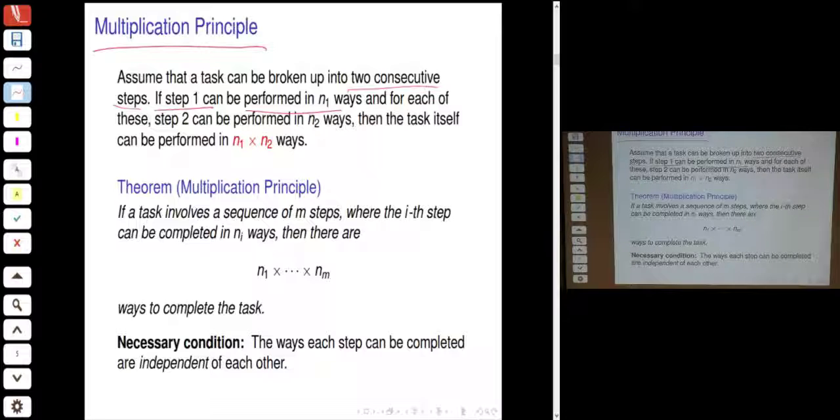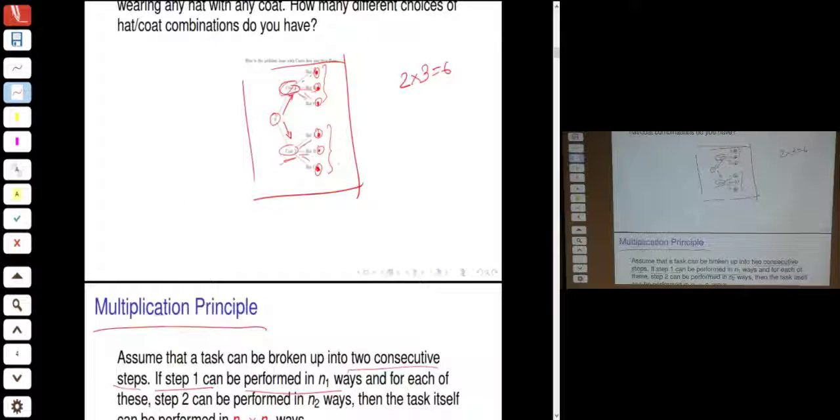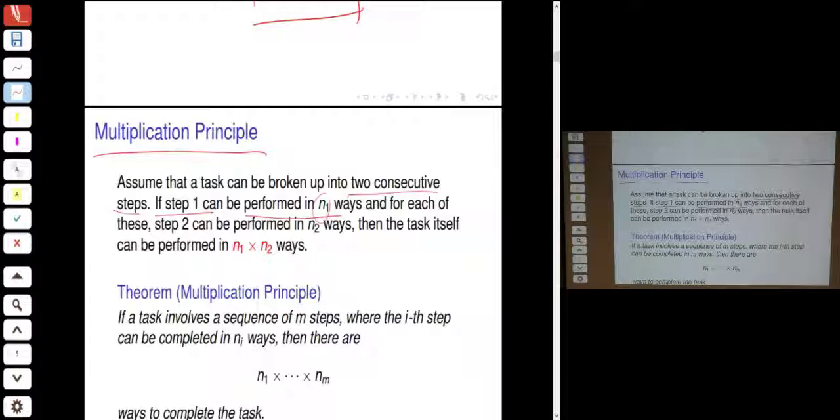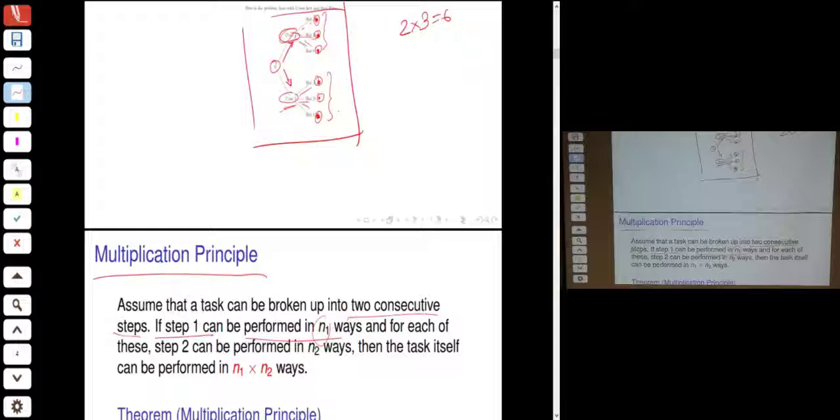If step 1 can be performed in N1 ways. So in the previous diagram, step one was choice of a coat, and this coat could be chosen in two ways. So step one was performed in N1 equal to two ways. And for each of these ways of accomplishing step one, which in the previous example was for each way of choosing a coat, you could perform the next step in N2 ways. So in the previous example, for each way of choosing the coat, you could choose a hat to go along with that coat in three possible ways. So there N2 was equal to 3.